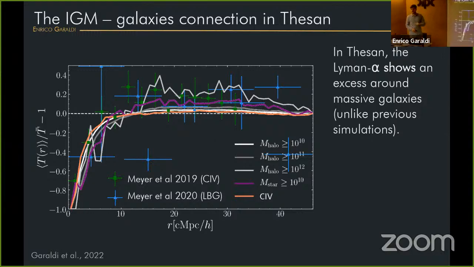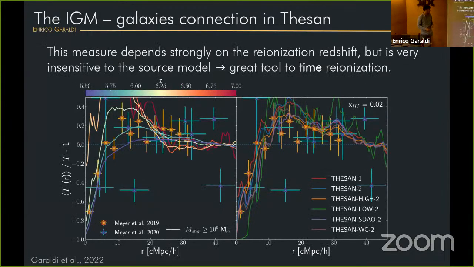So can we use this to learn something about the universe? Well, we can. If you look at this left-hand side plot, this is the same quantity as before, just plotted now at different redshifts. And what you see is that going from redshift 5.5, the end of reionization, which is this line here, to higher and higher redshift, you get something like this and then like that. So when you go to higher redshift, two things happen. This excess grows in amplitude, the excess is larger, and the excess moves to smaller scales.